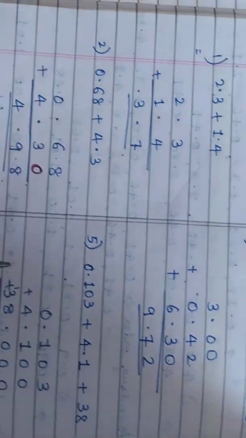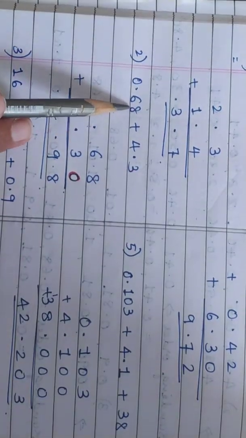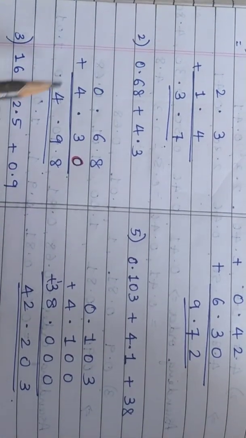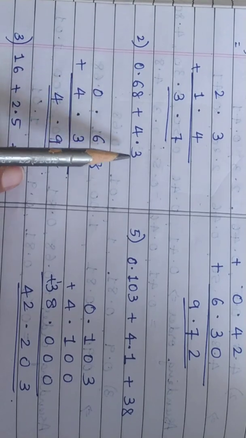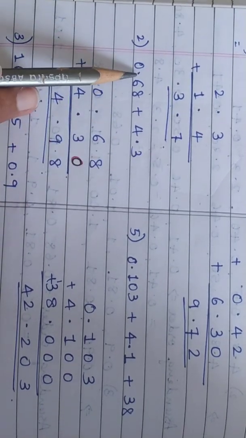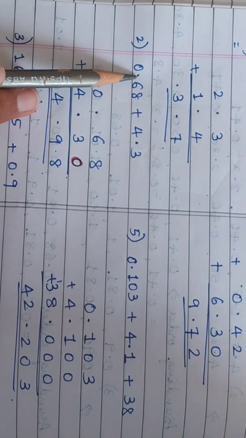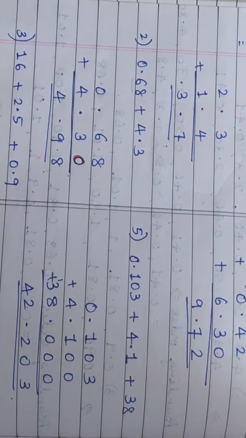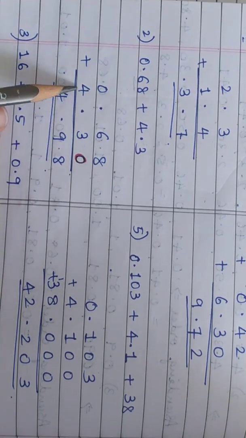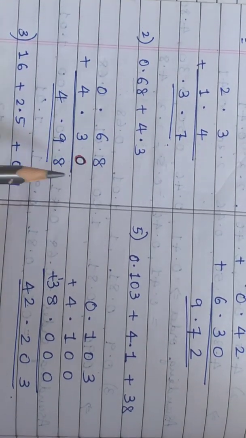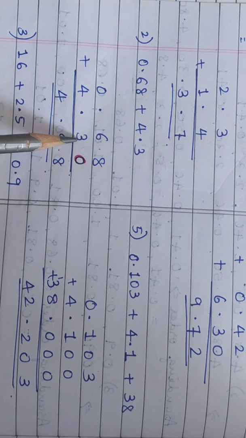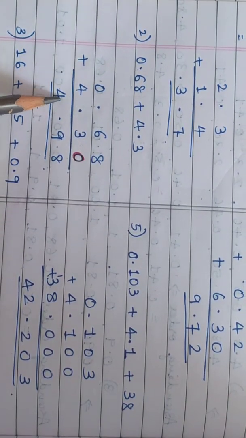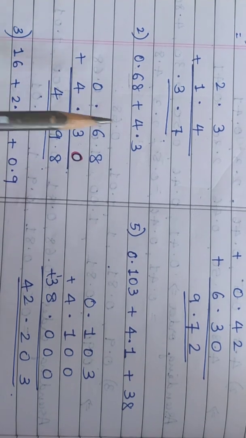Now the second one is 0.68 plus 4.3. Here also you can see after the decimal point for the first number there are 2 digits. Now the 0.68 plus 4.30. 8 plus 0 is 8. 6 plus 3 is 9. Point below the point, and 0 plus 4 will be 4. So 4.98 is our final answer.